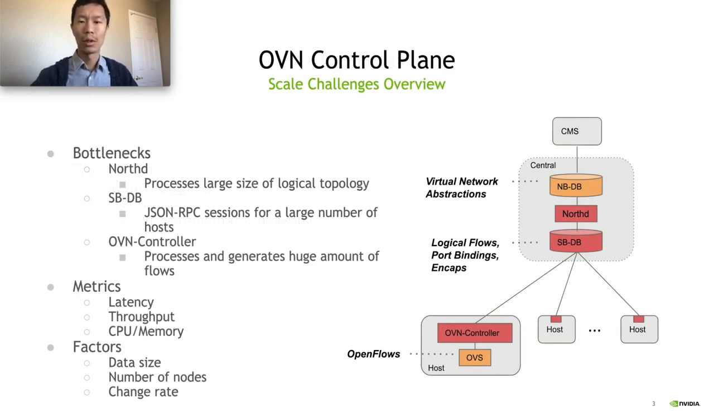There are some bottlenecks. For these bottlenecks, we have a lot of improvements already from the community over the years, and there are more improvements ongoing. In this talk, I'll be focused on the OVN controller because at NVIDIA, we care more about the OVN controller. It's because we're running OVN controller and OVS on smart NICs, which usually have less CPU and memory resources than the host.